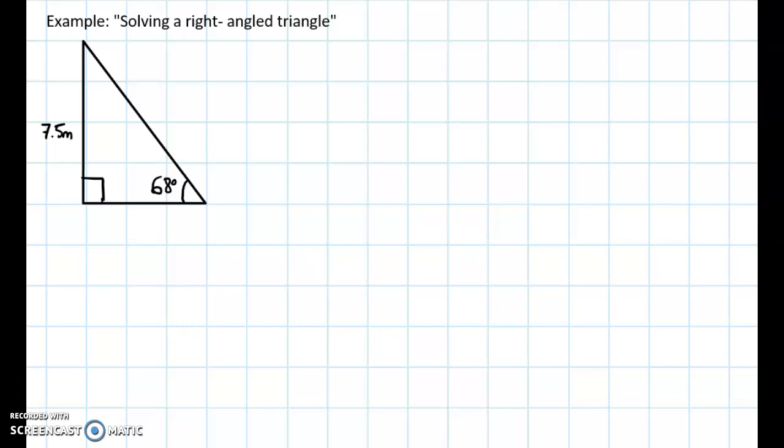In this example, we are going to solve a right-angled triangle. What does it mean that we're going to solve it? Well, it means that we are going to find all the unknown sides and angles.